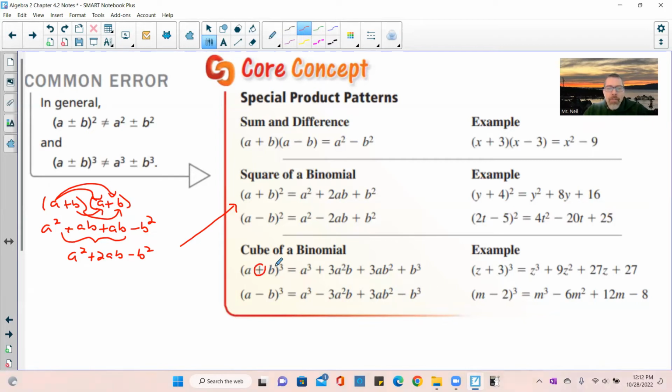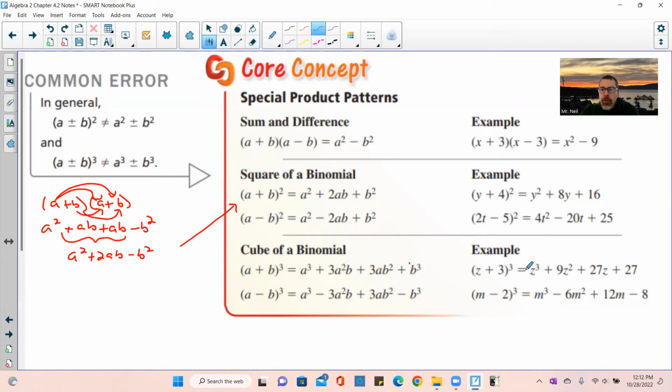I have a positive, therefore everything is positive. Here, I have a negative, so it's negative here, then positive, then negative. Just think of the signs as going plus, minus. They alternate. Just ways to remember. And that is cubing binomials. And here is the example. This I will take a look at.